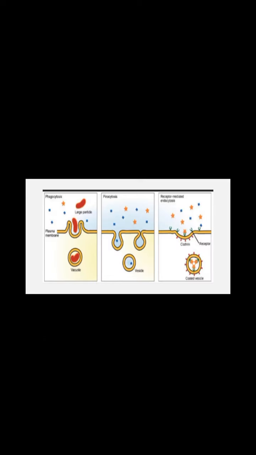Here, in phagocytosis, the plasma membrane surrounds and engulfs the food particle or bacteria and forms a vesicle containing this particle, so-called cell eating. In pinocytosis, the same process occurs, but the material is liquid or a small particle, so-called cell drinking. In receptor-mediated endocytosis, receptor proteins on the cell surface are used to capture a specific target molecule. The receptors, which are transmembrane proteins, cluster in regions of the plasma membrane known as coated pits.